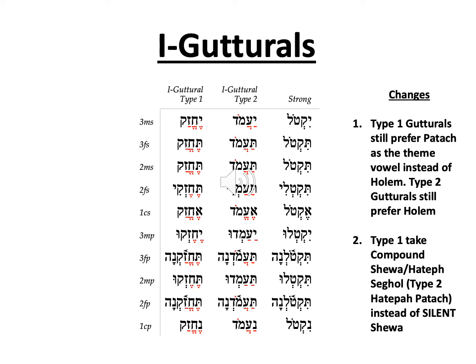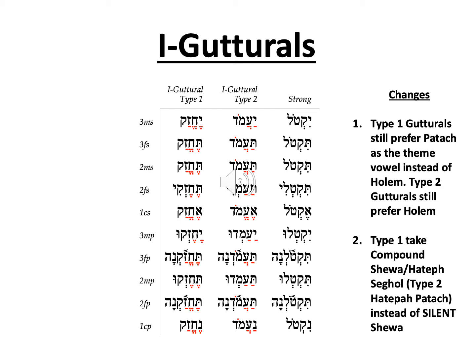Various changes take place when the first root letter of a verb is a guttural. You will notice almost immediately that the schwa has changed to a compound schwa, as we would expect with gutturals. However, this schwa was a silent schwa as part of the verb stem. Here it's been replaced by a compound schwa, which is not silent. Compound schwas are always vocal. This, in turn, influences the vowel that serves as the preformative vowel under the preformative prefix.